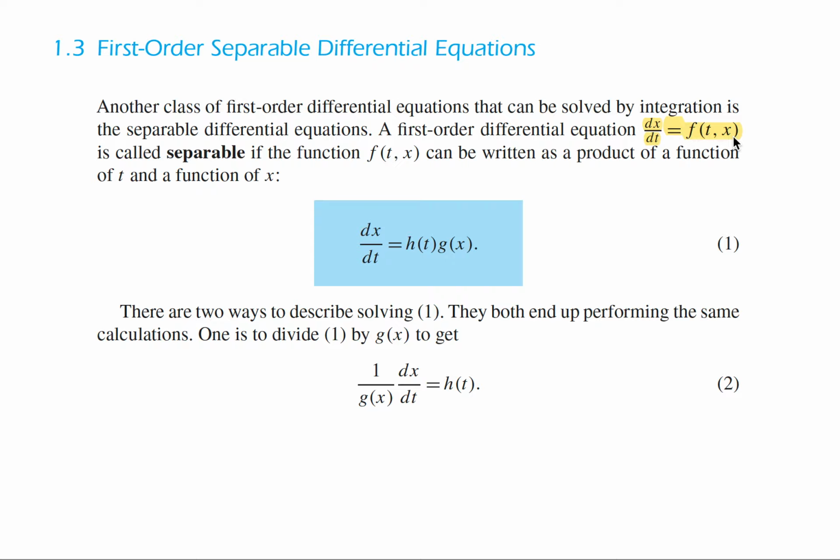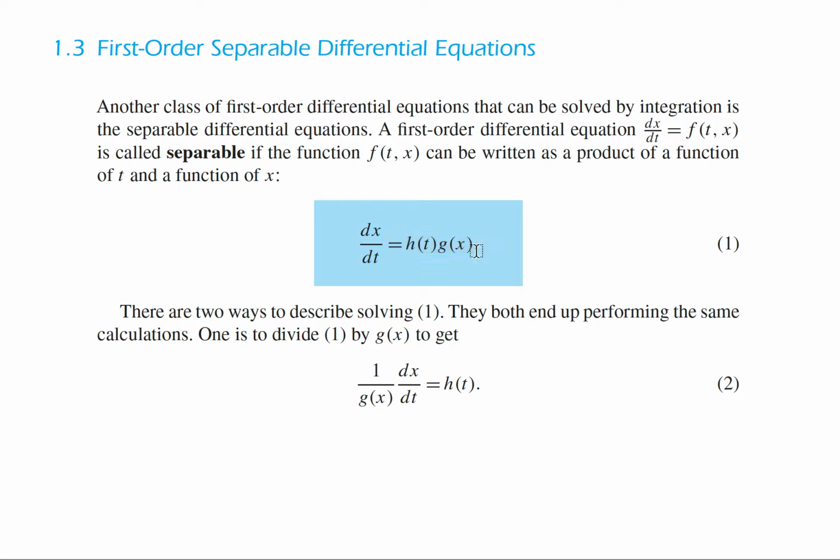The derivative in t of x will be equal to a function f, which is given. f is a function of t and x. A separable equation is an equation in which f can be written like the product of two functions, h of t and g of x.